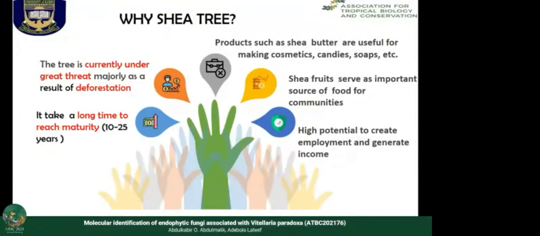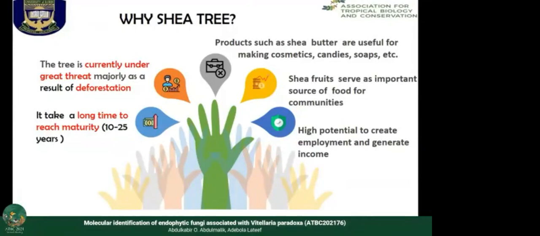So you could see that if it takes a longer time to reach maturity, and the tree at an adult and matured level is being exploited for its wood, and the tree itself has been under pressure from plant diseases, we can feel that there's an imminent need to drive efforts towards conserving the tree.